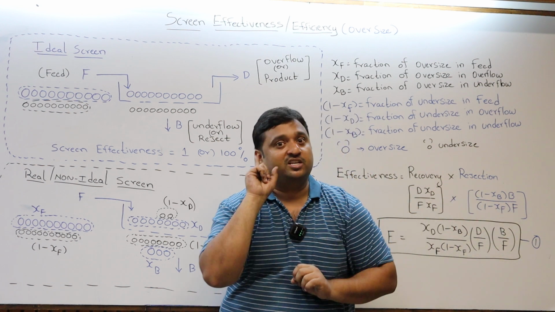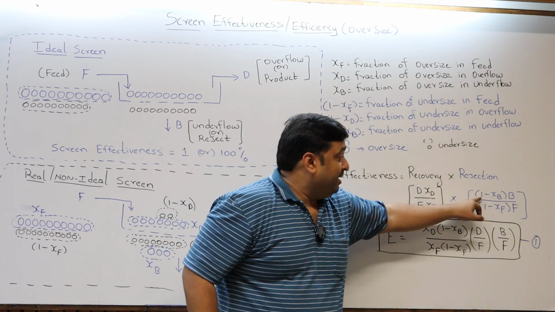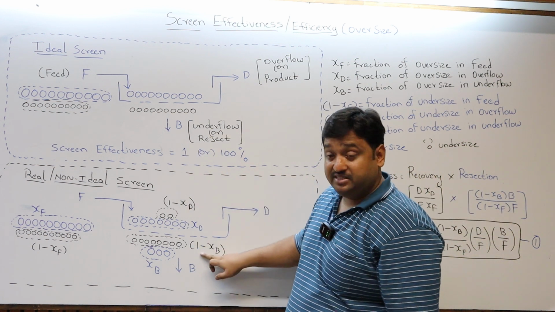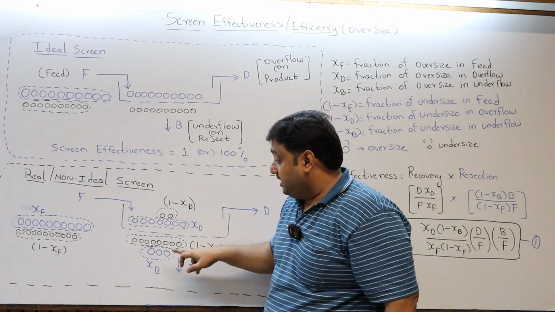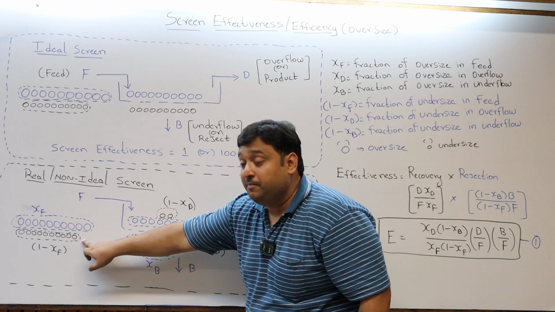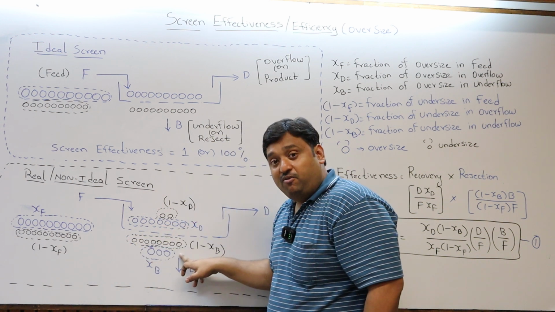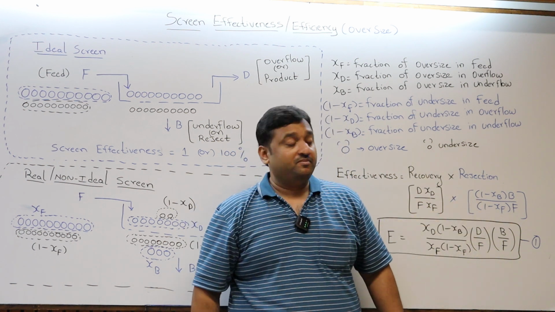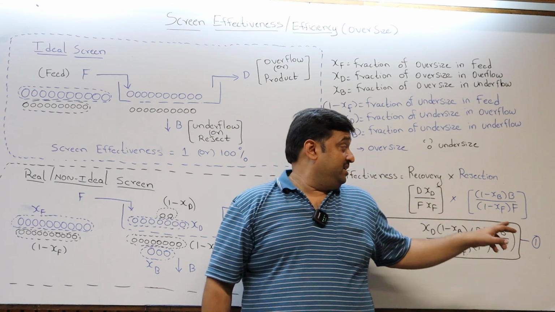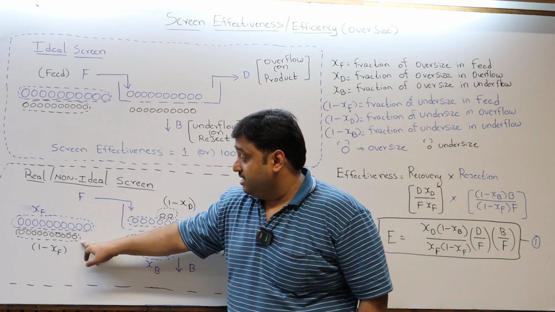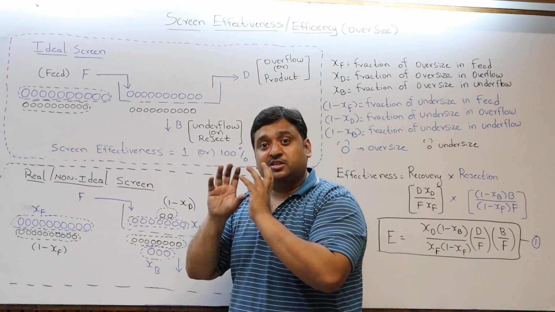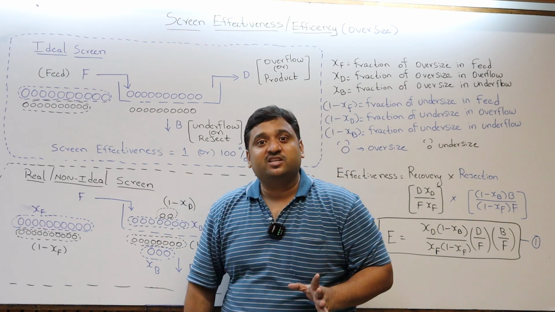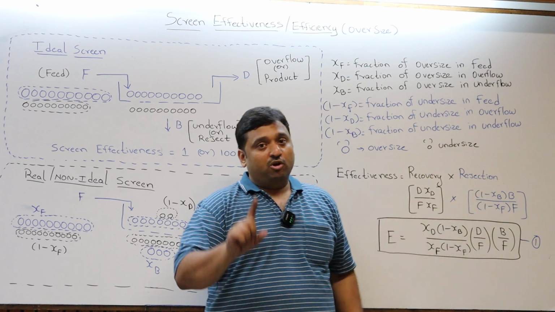1 minus XB means smaller size particles, right? What is (1 minus XB) into B? This is the amount of smaller size particles in the underflow. If all the smaller size particles came to the underflow, this ratio will also be equal to 1. And (1 minus XF) into F is the amount of smaller size particles I have kept. If everything has come to the bottom, I have successfully rejected the smaller size particles, and this ratio is also equal to 1.